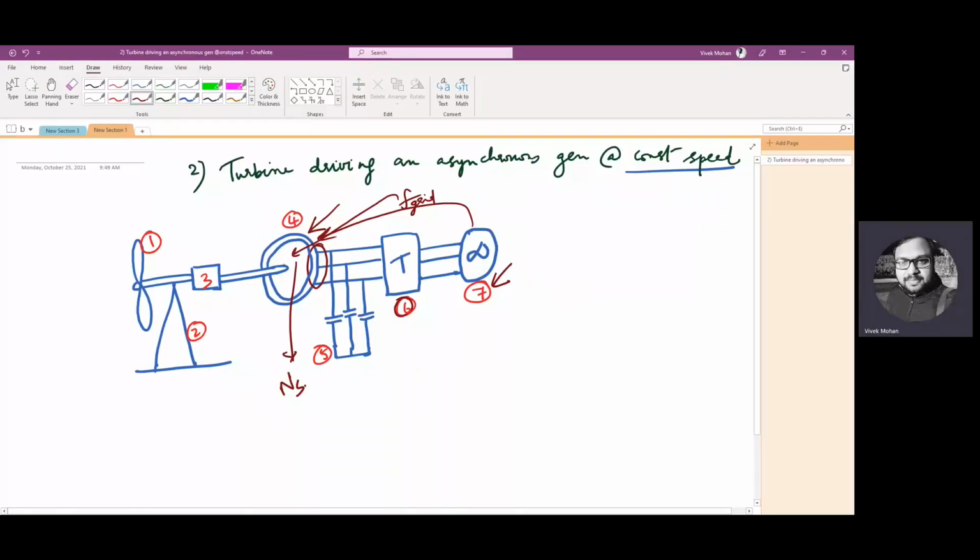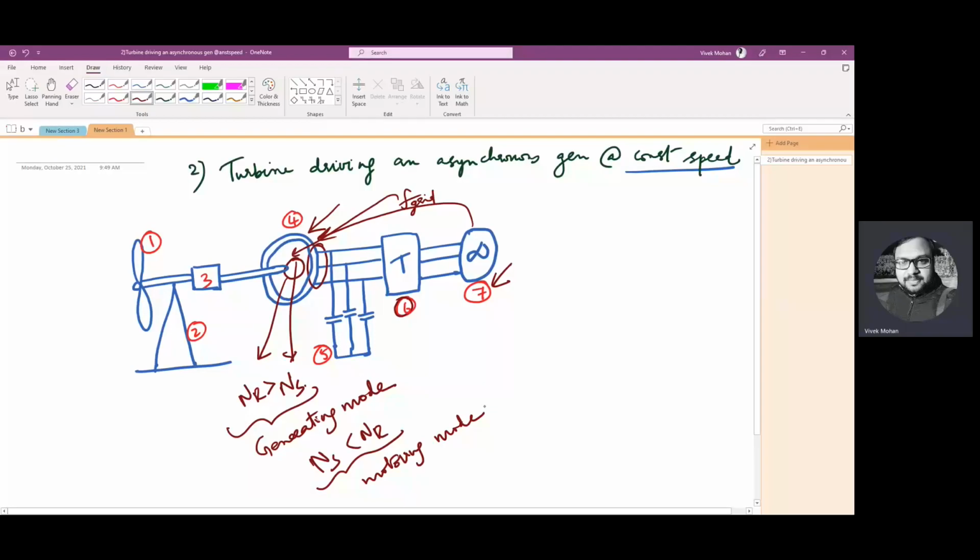Now I have a rotor here whose speed is NR, and NR is greater than NS. That is why it is in the generating mode. When NS is greater than NR, it is in the motoring mode normally. But here we know that our purpose is to generate electricity. So this induction machine is operating in the generating mode, where rotor speed is greater than the synchronous speed of the flux.